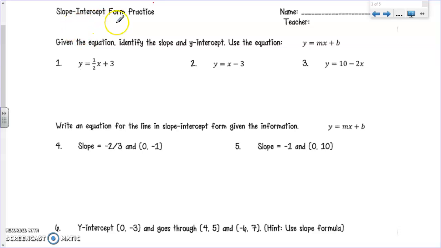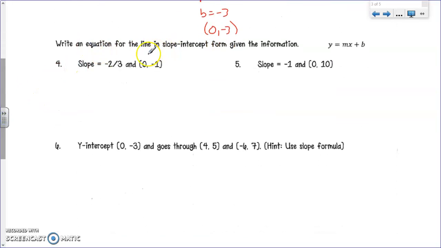Okay, we're going to do slope-intercept form practice. We are going to identify the slope and the y-intercept. So here my slope, remember if there's not a number, there's understood to be a 1 there, and my b is -3. Now our y-intercept, anytime we know the y-intercept, we know x is 0. So my y-intercept is (0, -3). You should answer this as an ordered pair.